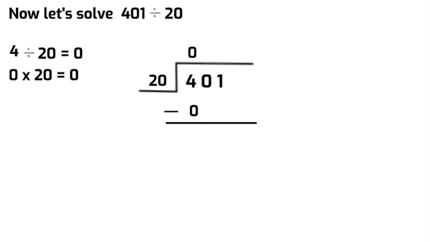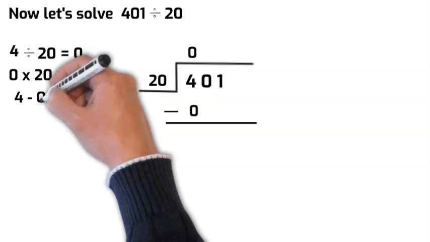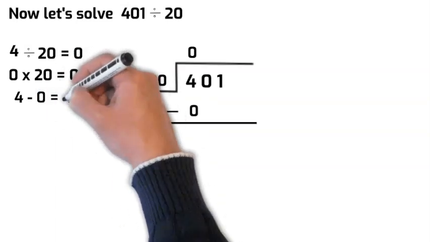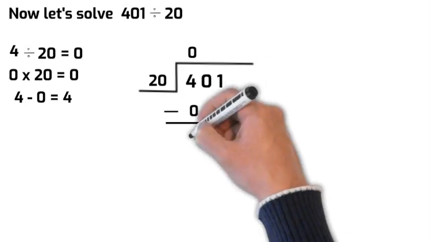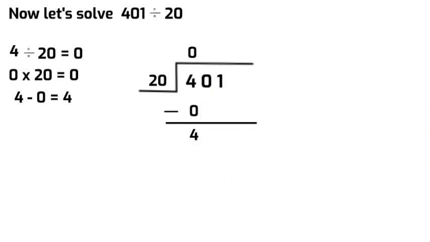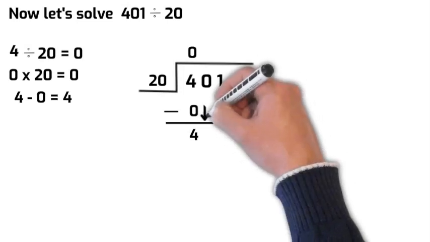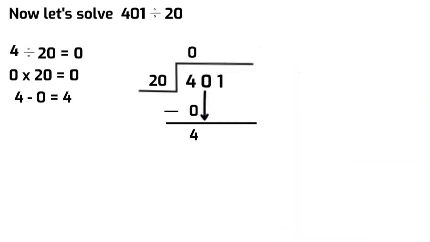4 minus 0 is equal to 4. We go under our horizontal line and write down 4. Next, we bring down our second digit number of our dividend. In this case, we bring down 0.